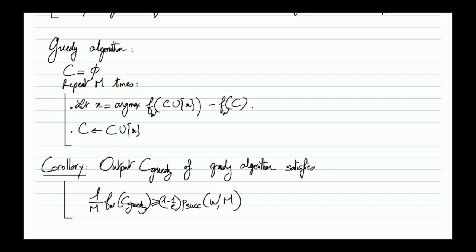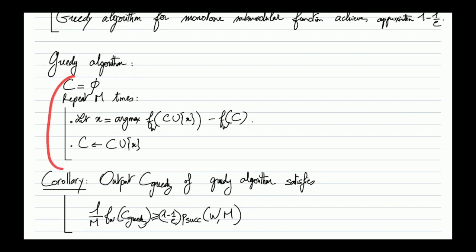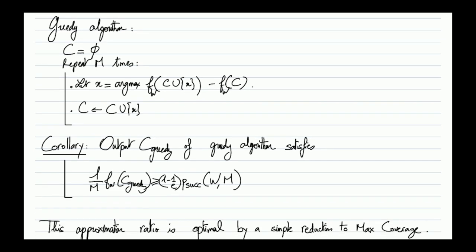So what does this tell me on my channel coding problem? It tells me that with this greedy algorithm, I can find a code which is maybe not the optimal one, but it will achieve a success probability which is 1 minus 1 over e of the optimal. If there was a code, for example, that achieves a success probability of 0.5, then using this greedy algorithm, I am guaranteed that I will find a code which has a success probability at least 0.5 times this number, which is roughly 0.6.